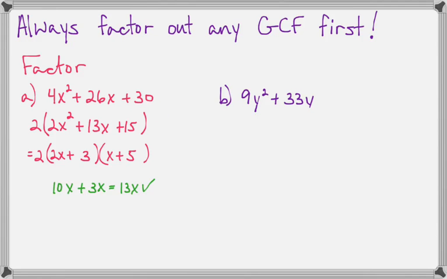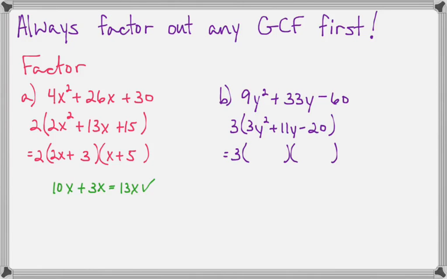Alright, and here's another one. 9y squared plus 33y minus 60. I look at all 3 of my terms here, and I see that I can divide each of these by 3. So let's do that. 3 times 3y squared will give us 9y squared. 3 times 11y will give us 33y. And 3 times 20 will give us 60. So I can now forget this top trinomial and work on taking apart this one in the parentheses.